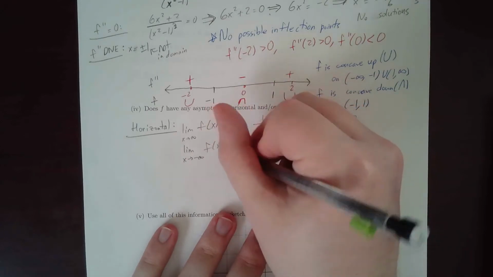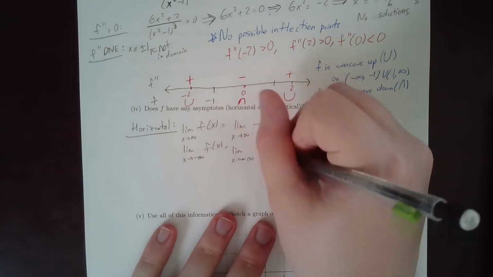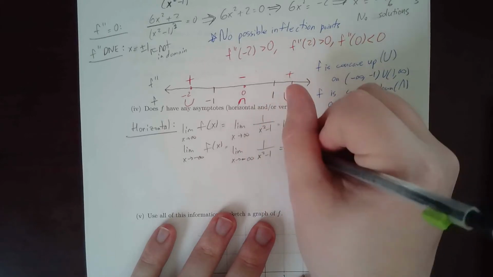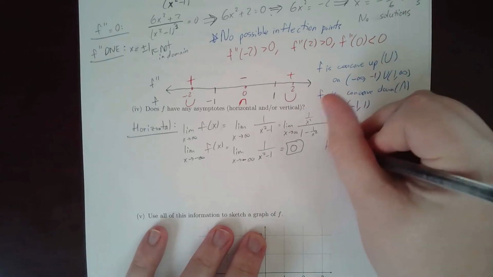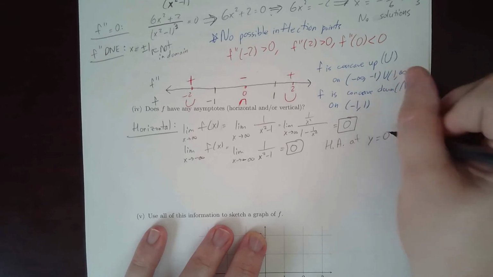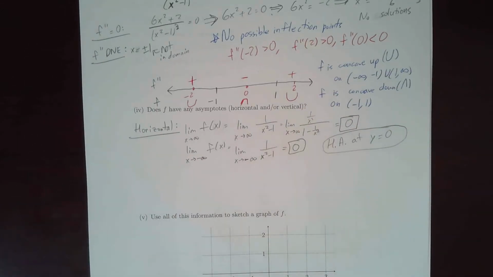Same thing here, we'll have the limit as x approaches -infinity of 1 over x squared minus 1. And again, by our rules, this will be 0 as well. So we have a horizontal asymptote at y equals 0. So take that information and we'll run with it.